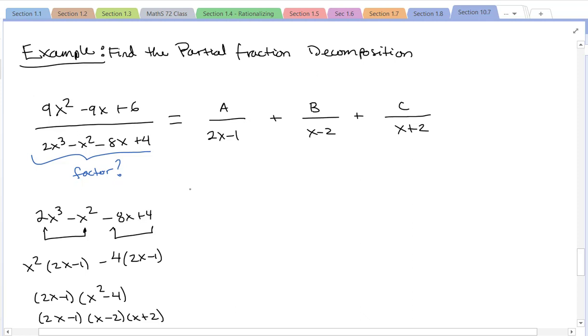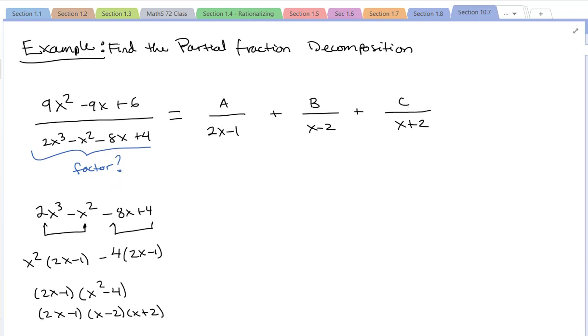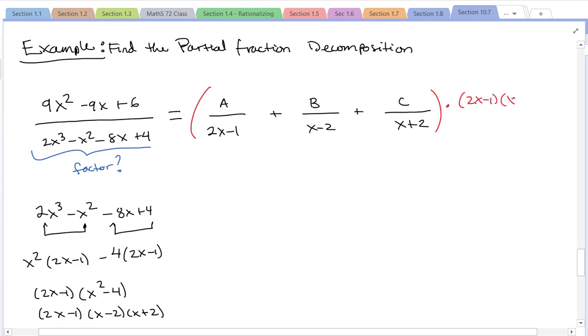So the next step is multiply by the LCD. Let me go down to the bottom. Well, I'll do it here. So multiply by the LCD. The LCD is going to be the 3 factors: 2x minus 1 times x minus 2 times x plus 2. And we do it on both sides. So here I'm just going to get a little lazy and say LCD. And so the whole thing will cancel when I multiply.